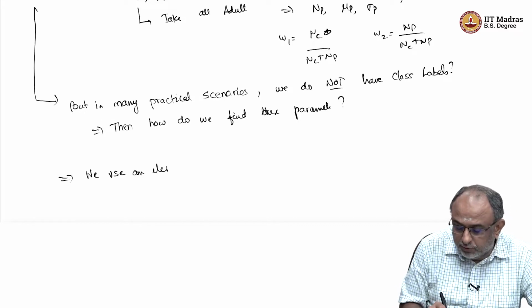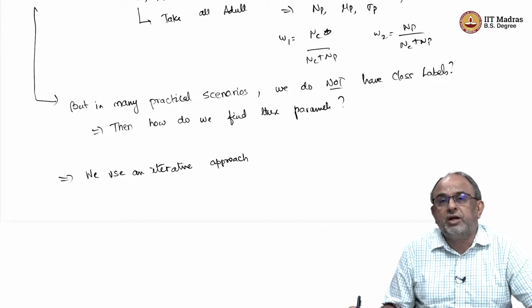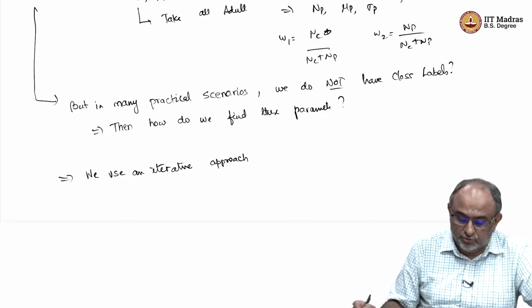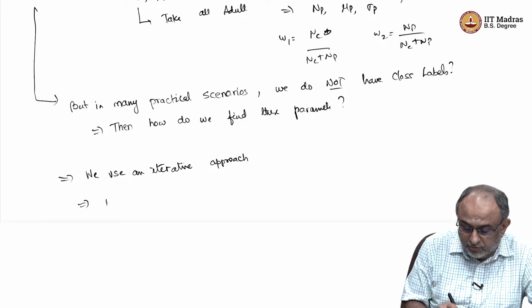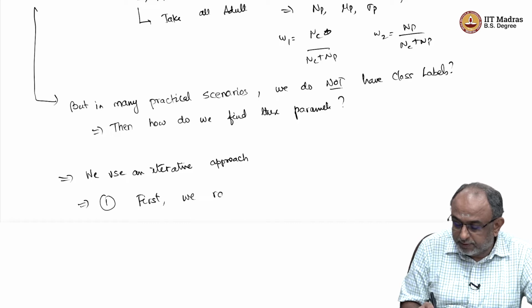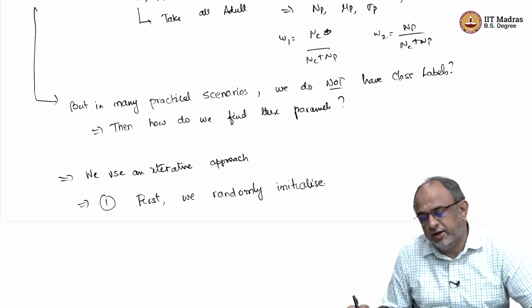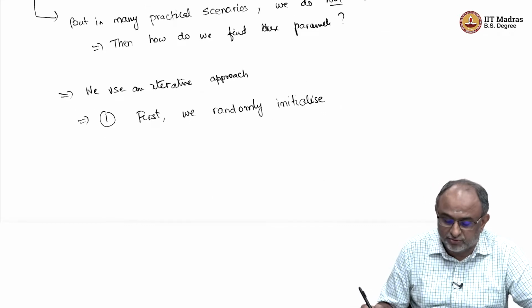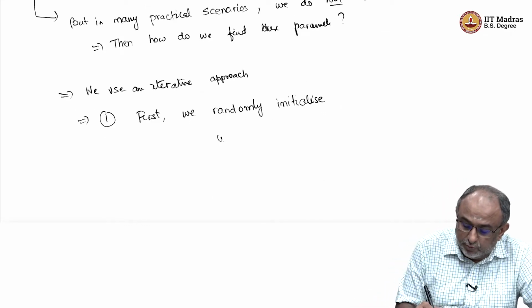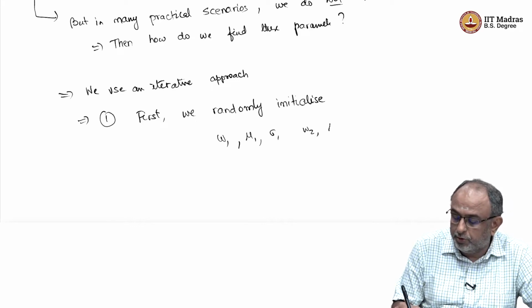What do we do? We randomly initialize these values. First, we randomly initialize. We can do the initialization more intelligently, but let us for the time being. So, we have W1, mu1, sigma1, W2, mu2, sigma2.